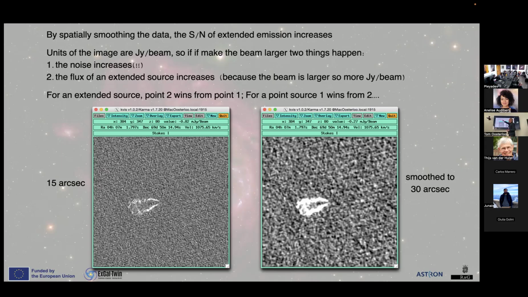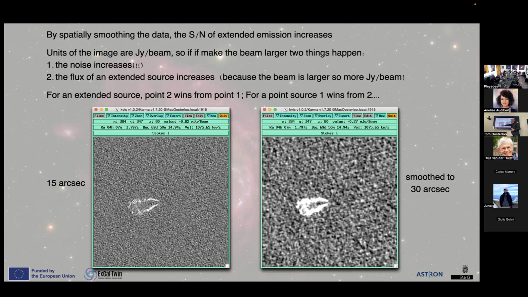Of course, the flux of an extended source increases because we have density per beam. Say you have an extended source, a smooth distribution, and your beam is small, or you increase the area of the beam by a factor 2, you get twice as much density per beam in your data. So smoothing the data for an extended source, the flux increases. So if the noise increases, the flux also increases. For the extended source, this one beats the first one. So the signal to noise increases. This is an important thing to realize, that when smoothing the radio emission, the noise increases.